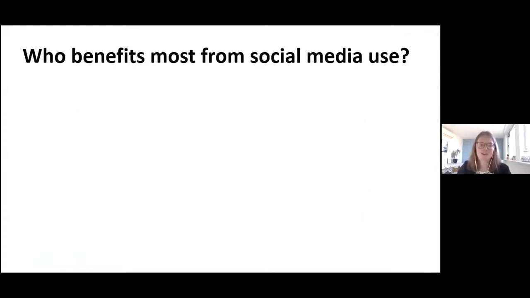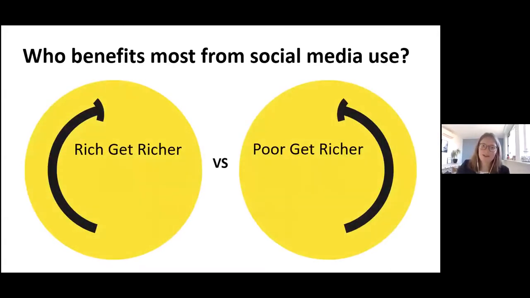And the focus is on the question, who benefits most from social media use in terms of friendship closeness? Based on the literature, two hypotheses have been proposed. First, the rich get richer hypothesis. This hypothesis states that especially socially rich adolescents benefit from social media use in terms of friendship closeness, as they may use social media to enrich their already existing strong relationship with friends. In contrast, the poor get richer hypothesis proposed that especially socially poor adolescents benefit from social media, as they may use social media to compensate for a lack of friendship support in their daily life.